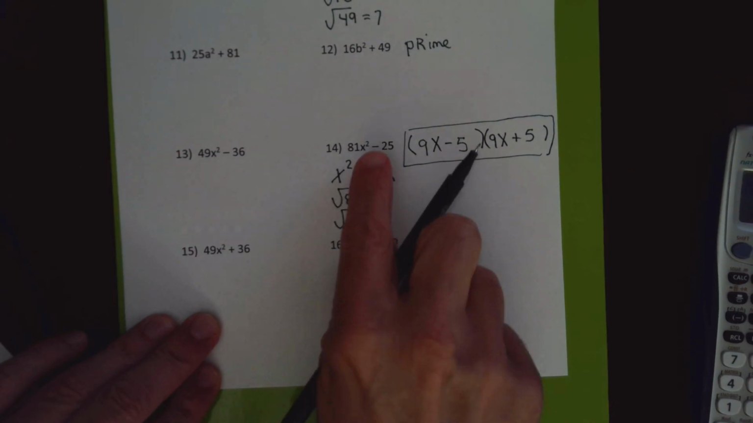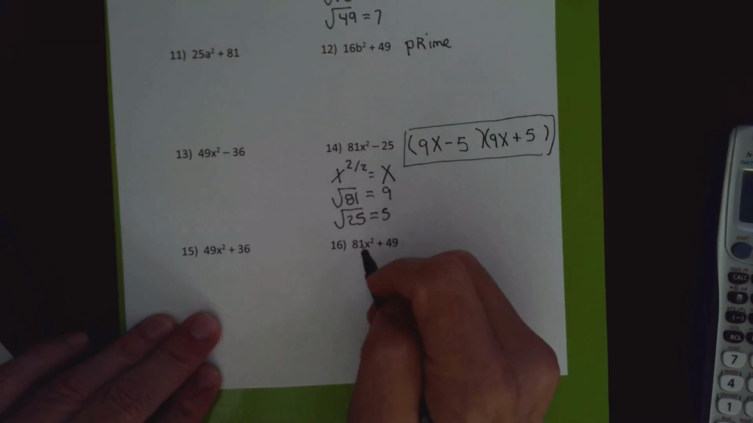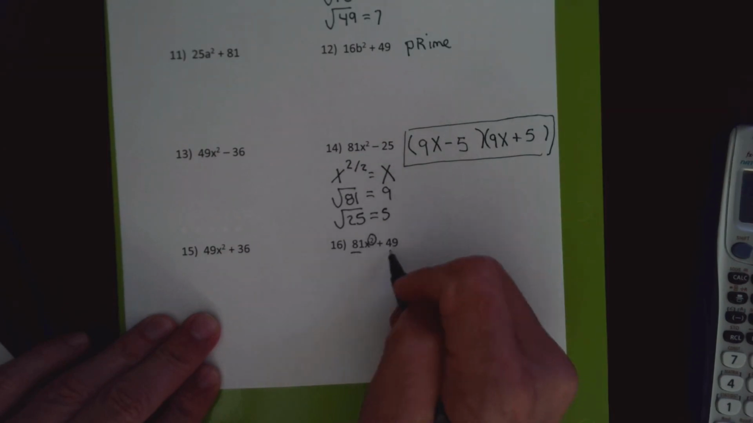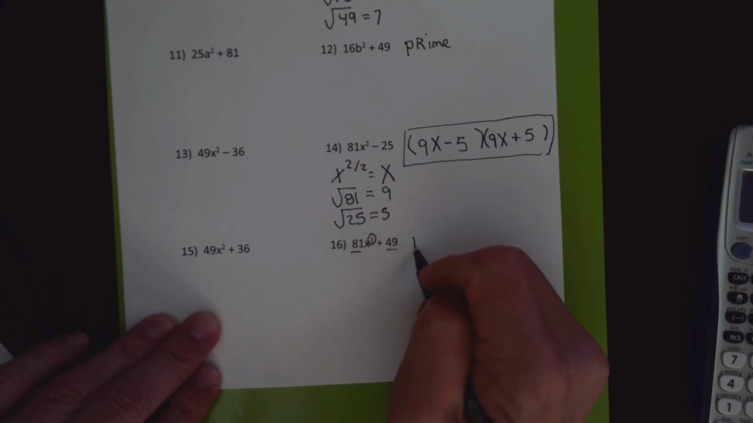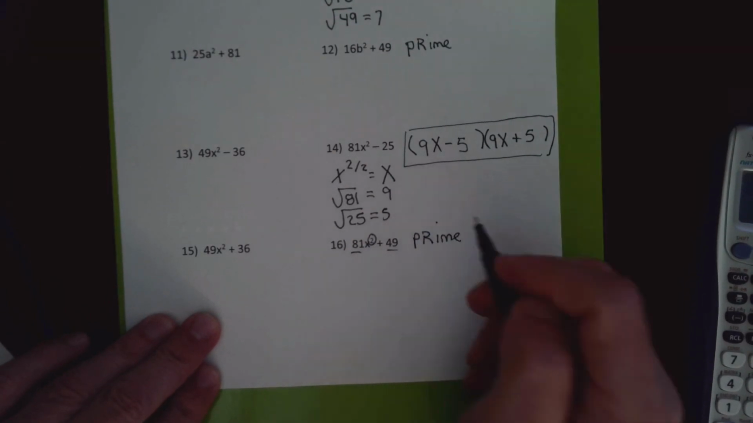16, a sum of squares. It's a square because the letter has an even exponent. 81 and 49, if you square root them, they're perfect square roots. The plus between makes it a sum of squares. And all sums of squares are prime.